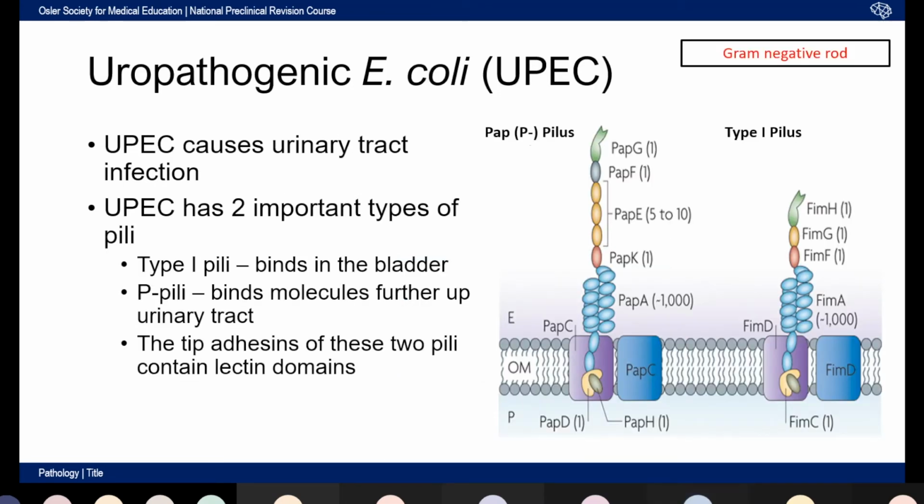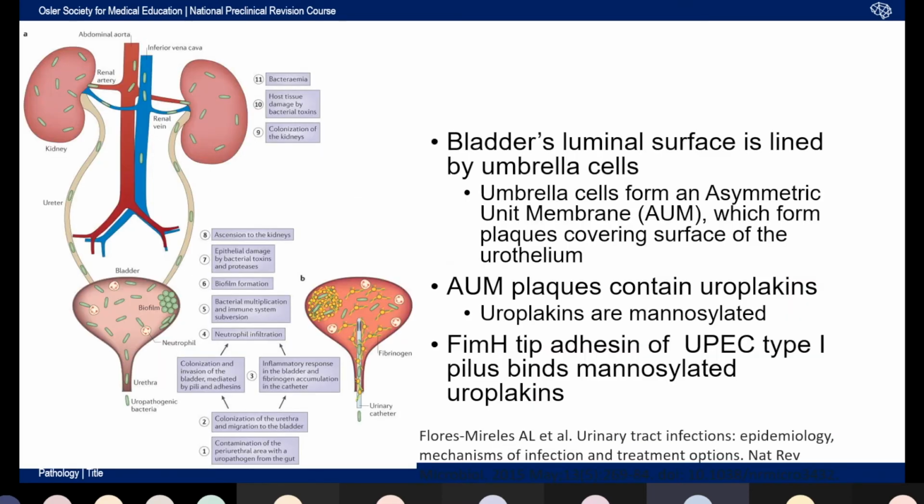So as I said, an example of a pilus that is pathogenic is the type 1 pilus of UPEC, so uropathogenic E. coli. So UPEC causes urinary tract infections, and it has two important types of pili. So the type 1, which binds in the bladder, and the P pili, which bind molecules further up the urinary tract. And the tip adhesins of both of these contain lectin domains. And lectin binds to oligomannose. So this is just a quick diagram, which shows how the infection occurs and progresses.